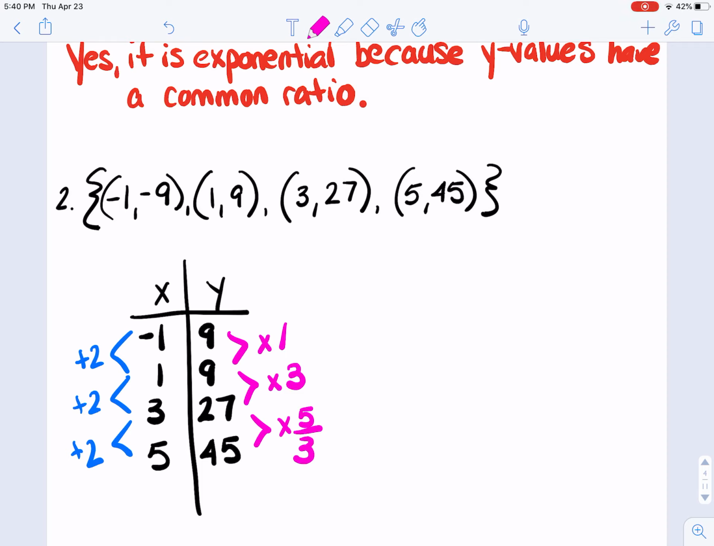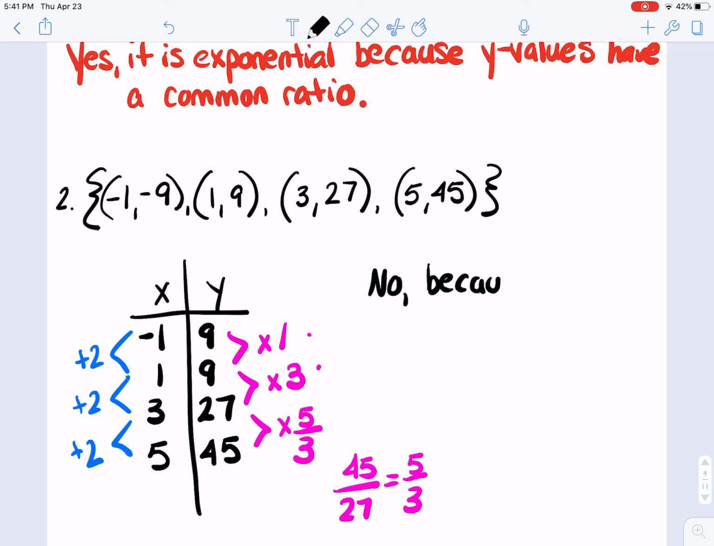Now, the way you'd figure that out, if you wanted to, you could actually do division. Because if I did 45 divided by 27, 9 goes evenly into both, and that would give me 5/3. Either way, even after the first two, once I see the first one was being multiplied by 1 and the second one was multiplied by 3, I could have stopped there. I didn't have to go any further because they all have to be exactly the same. So your answer is no.